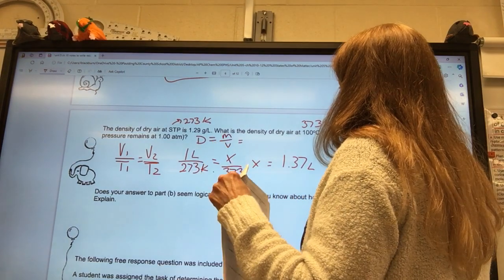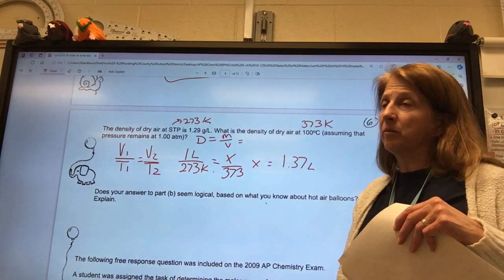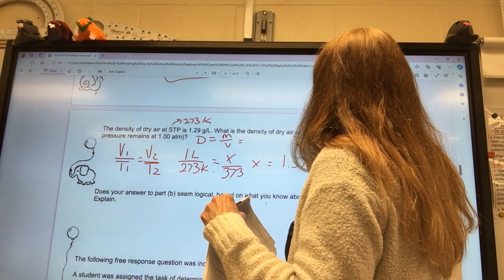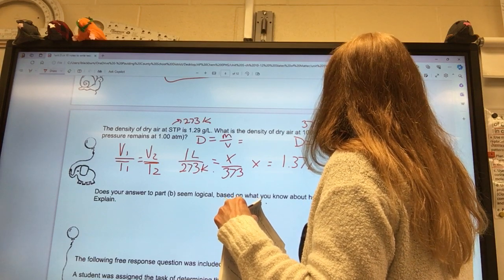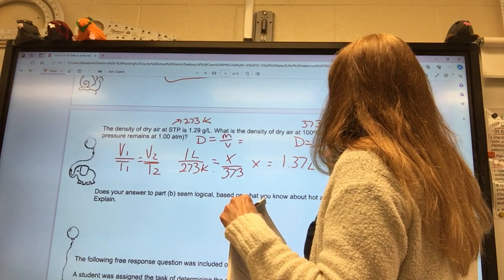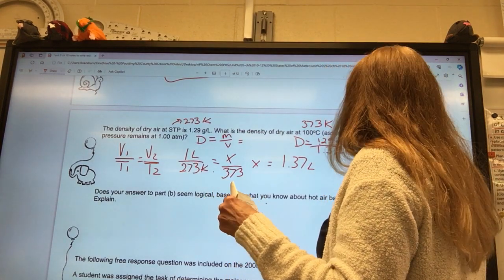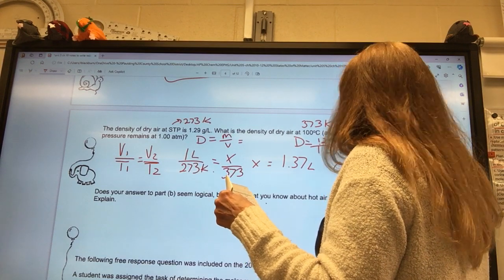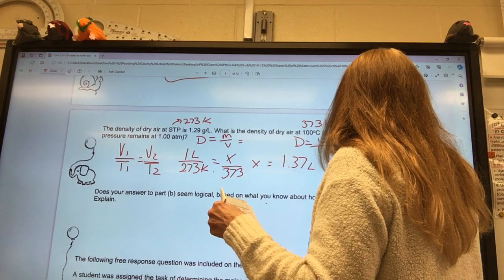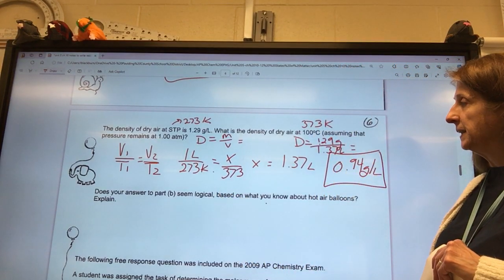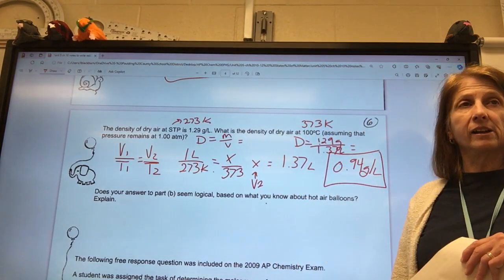So our grams are 129. Our grams have stayed the same. We just have a new volume. So we can do our density. Density equals 129 grams over our new volume, 1.37 liters, and we could get our new density, which equals 0.94 grams per liter. So that is V2. Do you see how I did it?